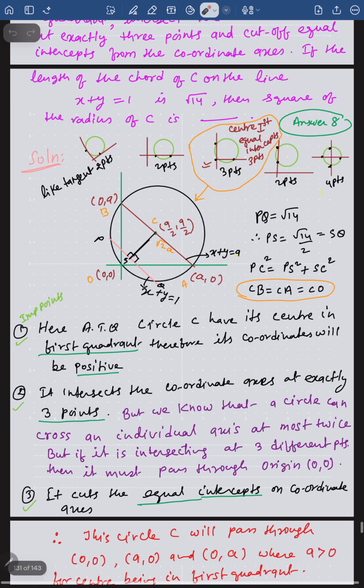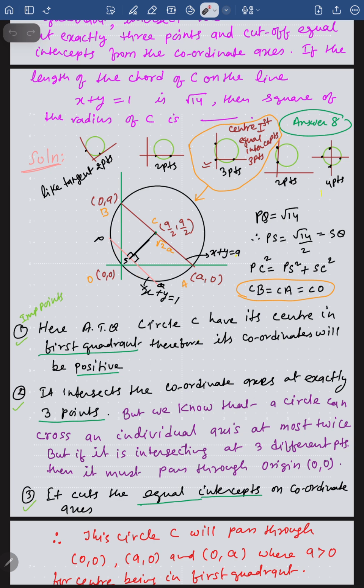Now whatever I have told you, I have written over here. Here PQ. Can you see where it is written PQ? This is your P and this is your Q. It is given PQ equal to root under 14. Now PS. PS is nothing but a perpendicular from the center upon this line. You know that whenever a line is drawn from the center perpendicular to the chord, it divides the chord into two equal parts.